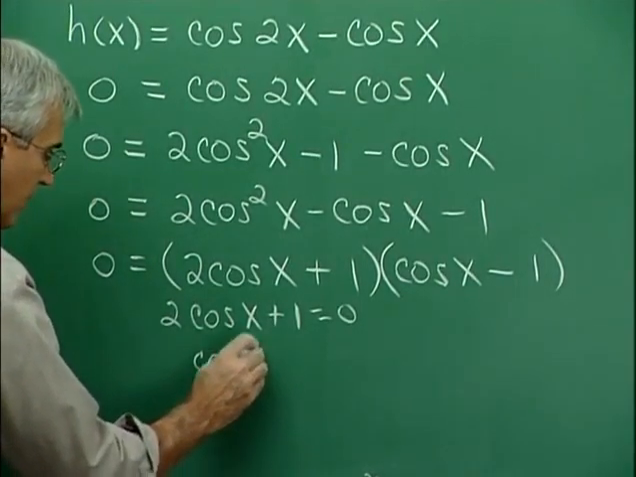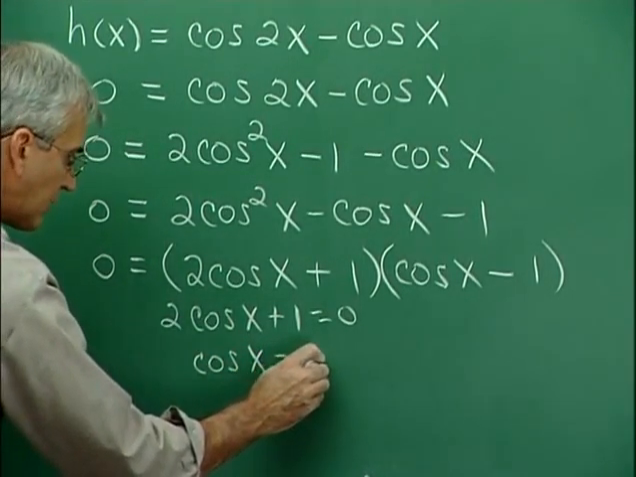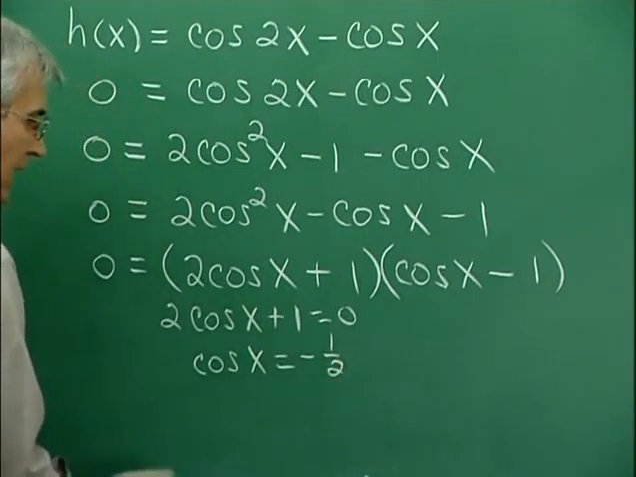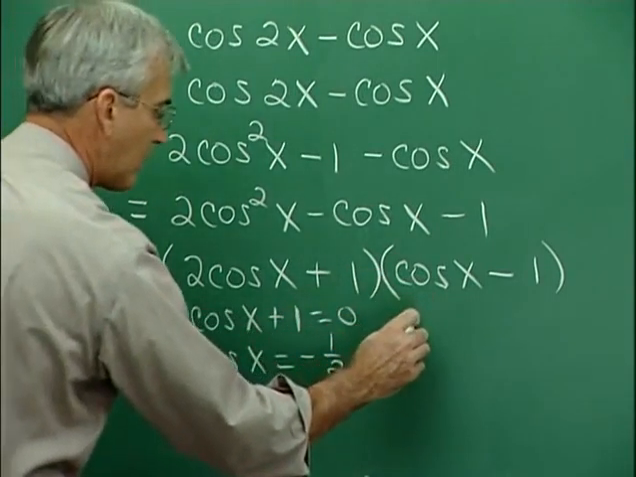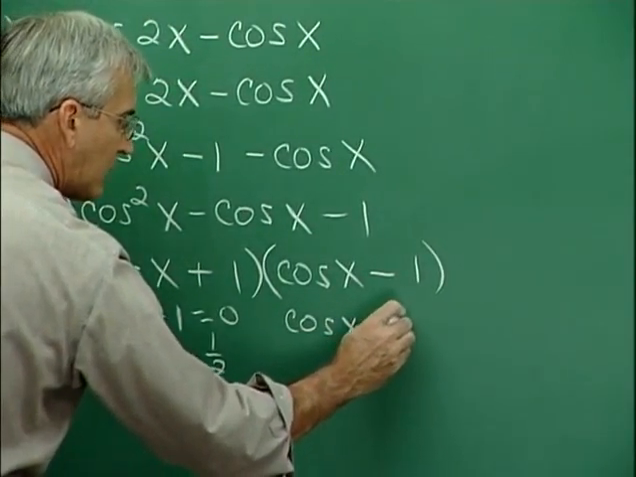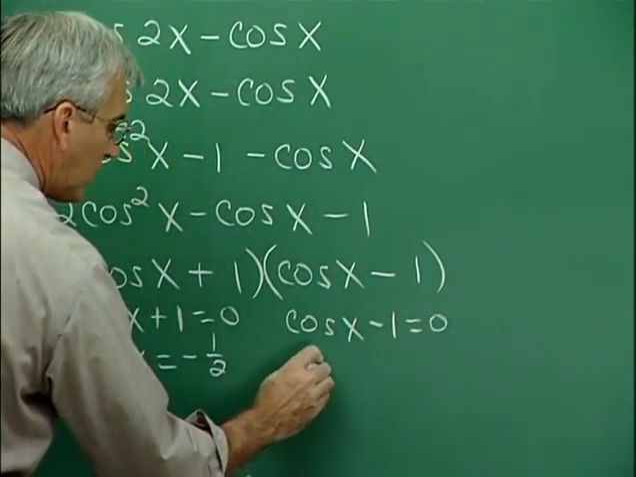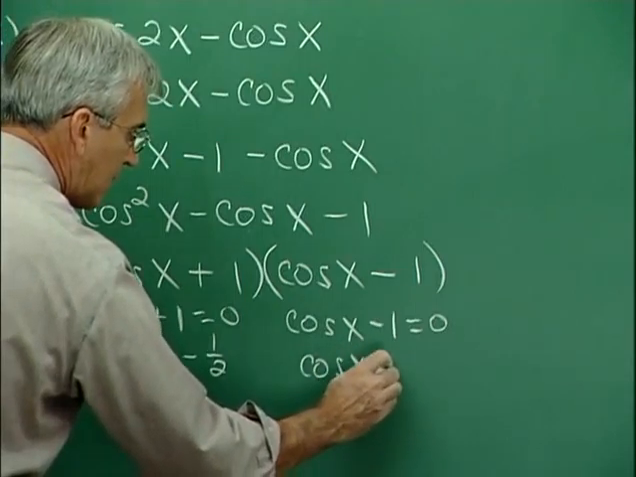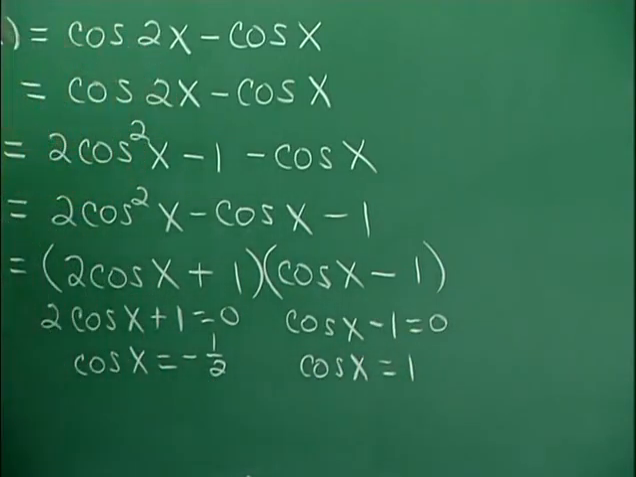And I'm running out of room at the bottom of the board here, so I'm going to consolidate 2 steps. This is minus 1/2. And now we're going to evaluate this. Let's go over and solve this one right quick. We have cosine x minus 1 equals 0, or cosine x equals 1.